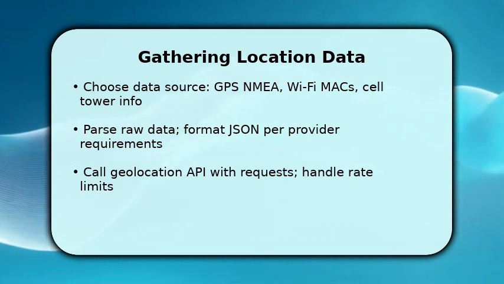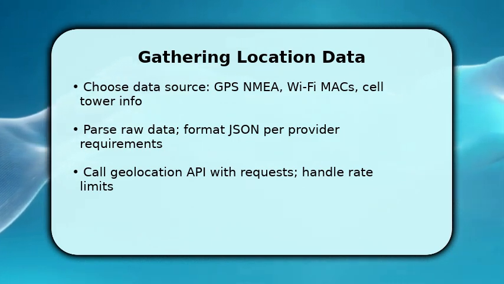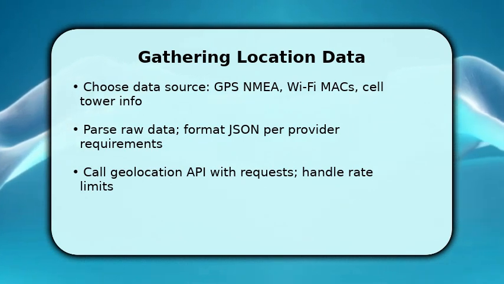MCC/MNC/LAC/cell ID. Once formatted, build the JSON the API expects and send it with requests, checking status codes and retry headers. Make sure to back off on rate limits and log responses. This ensures you translate device signals into reliable coordinates the provider can resolve.